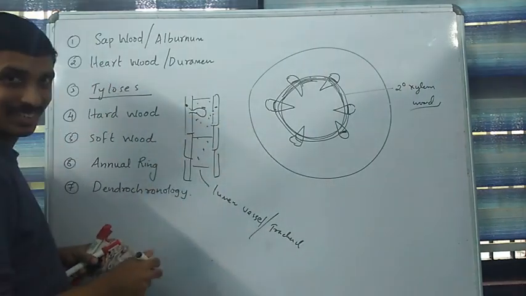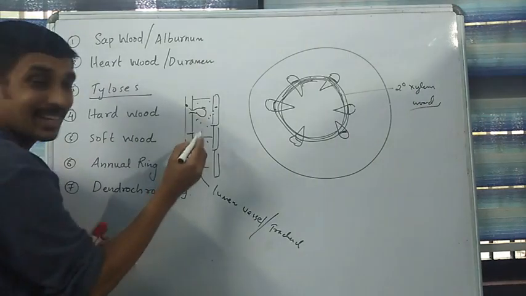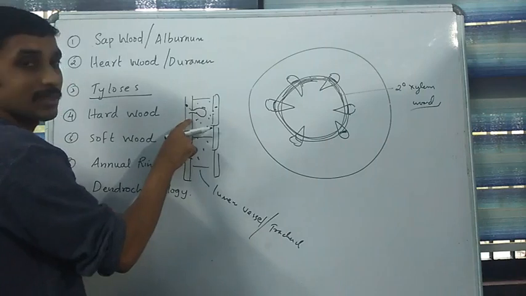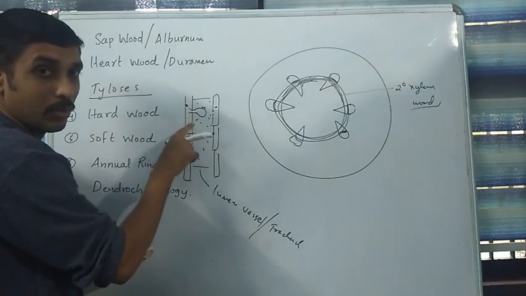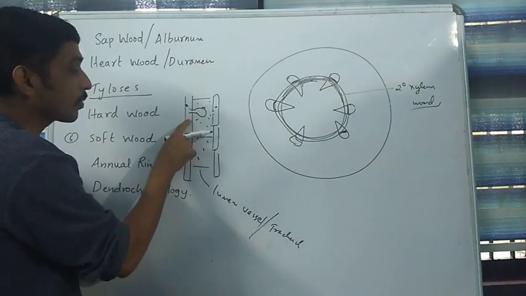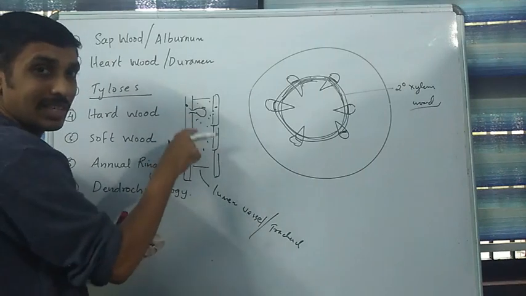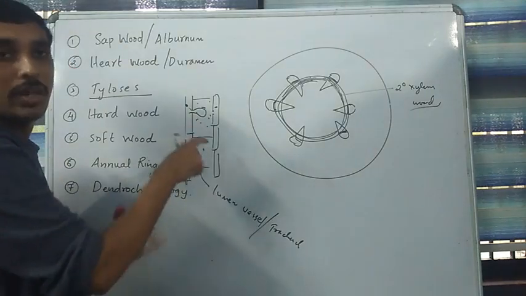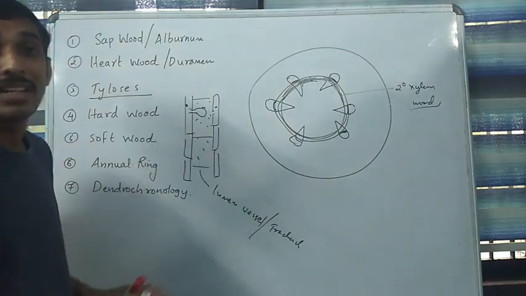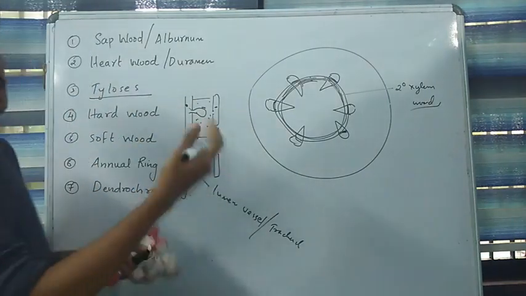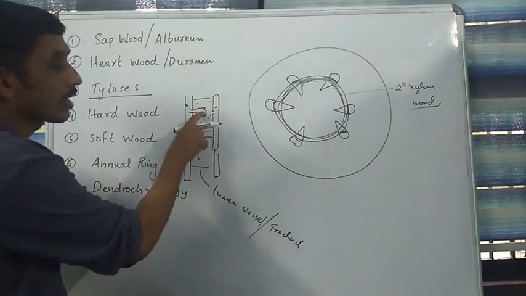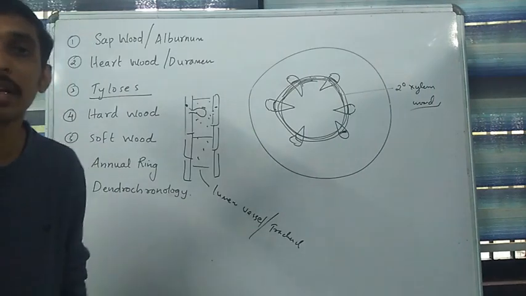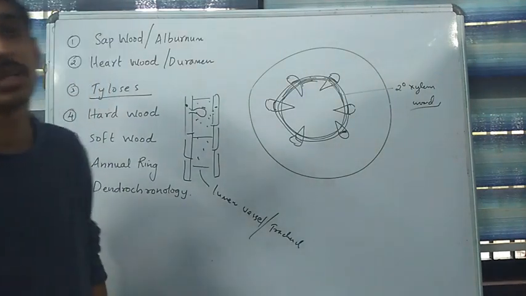tracheids or vessels. So once again, tylosis is the balloon-like protrusion of protoplasm coming from the parenchyma cells, which is present just next to the tracheids or vessels. Usually these tyloses are found within the lumen of tracheids and vessels. And this protrusion contains nuclei, cytoplasmic content, and other kinds of secondary metabolites like resins, tannins, gums, mucilages, etc.